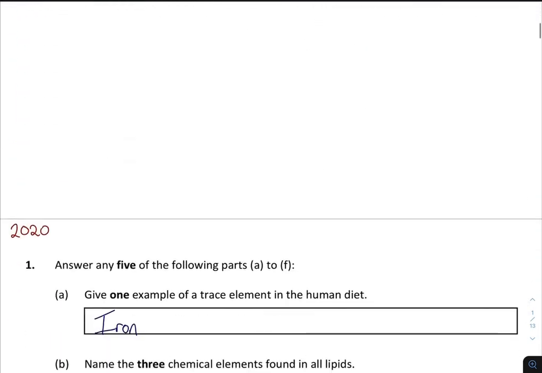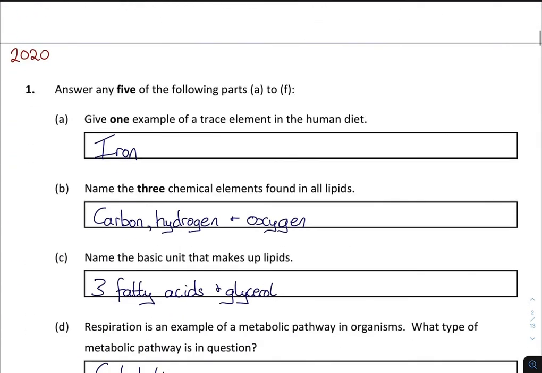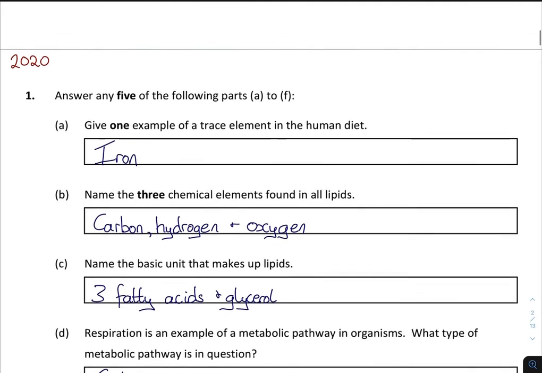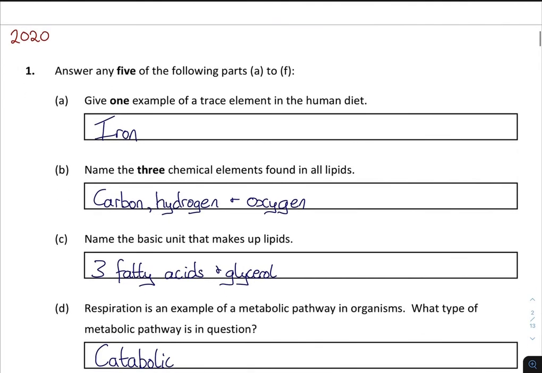So let's start off. Give one example of a trace element in the human diet. Iron is the easiest one to go to. Iron, copper, zinc, one of those. Name the 3 chemical elements found in all lipids. So carbon, hydrogen, and oxygen. Exact same as carbohydrates, except you have a different ratio. Name the basic unit that makes up lipids. So lipids are composed of 3 fatty acids and glycerol.